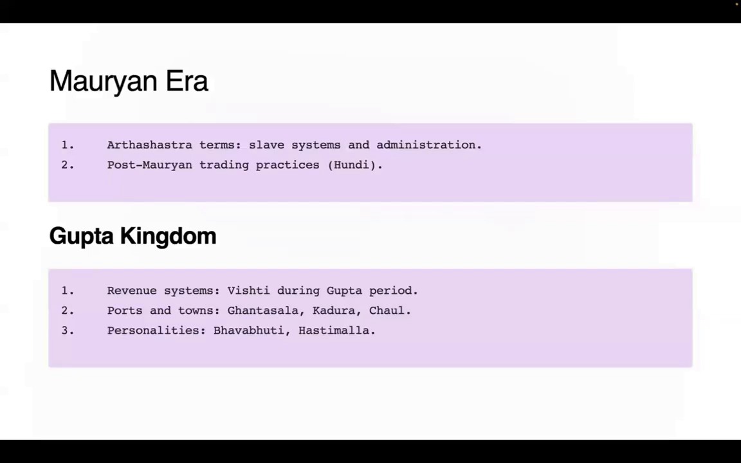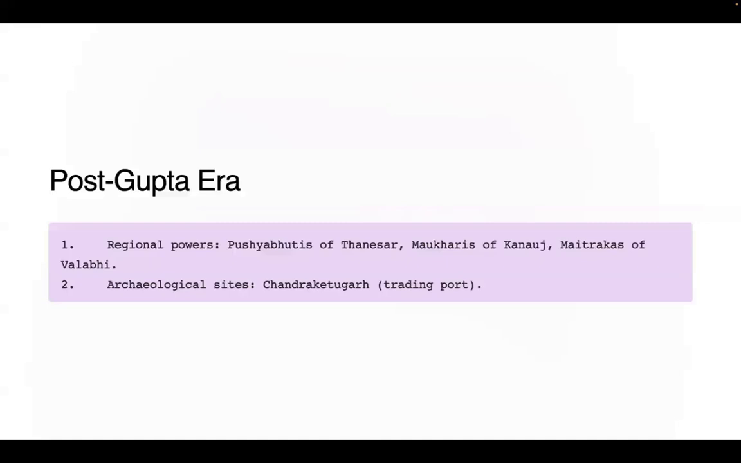Gupta kingdom, the revenue system. Again, the terms associated with the Guptas: the administrative system, the revenue system, ports and towns. They have asked about Ghantashala, Kadura, Chaul two times in the last 10 years. Then personalities. Why am I saying personalities? Cultural development. I told you Gupta was the golden period. The scholars, the cultural development associated with it. The nine jewels, the Navaratna of Chandragupta, what they had written, the books associated with them. The names and the books are coming again and again.